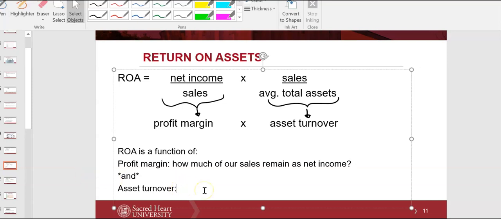And now we're introducing this other component of ROA, asset turnover. How well did our investment in assets produce sales? Because although of course we want our assets to produce income, the first thing that those assets have to produce before they can become income is sales dollars. So we already have profit margin on our formula sheet. Let's update our formula sheet with asset turnover.